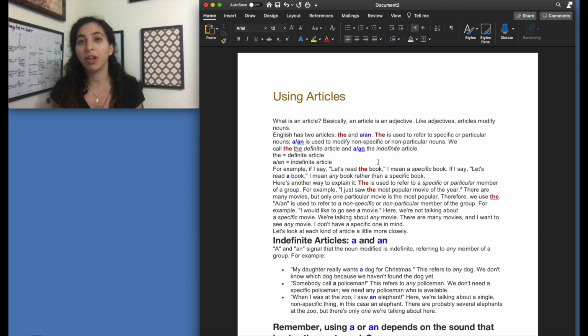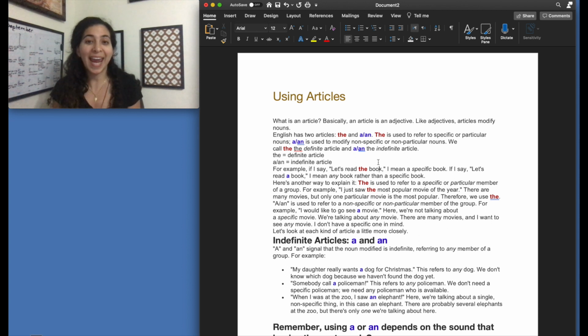There are a lot of adjectives, but there are only two articles. These articles are the and a or an, which we consider as one type, right? So the is used to refer to a specific or particular noun, something that we know, something that you know, I know. For example, the boy is tall. We're talking about a specific boy.